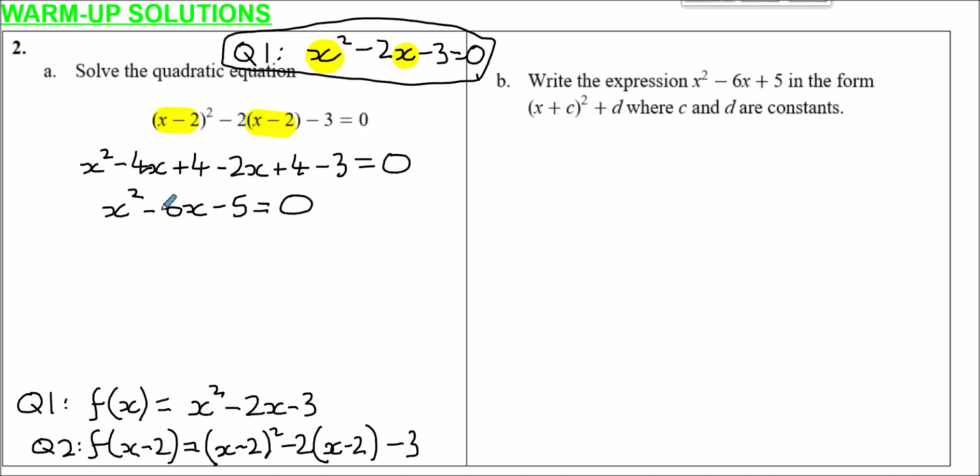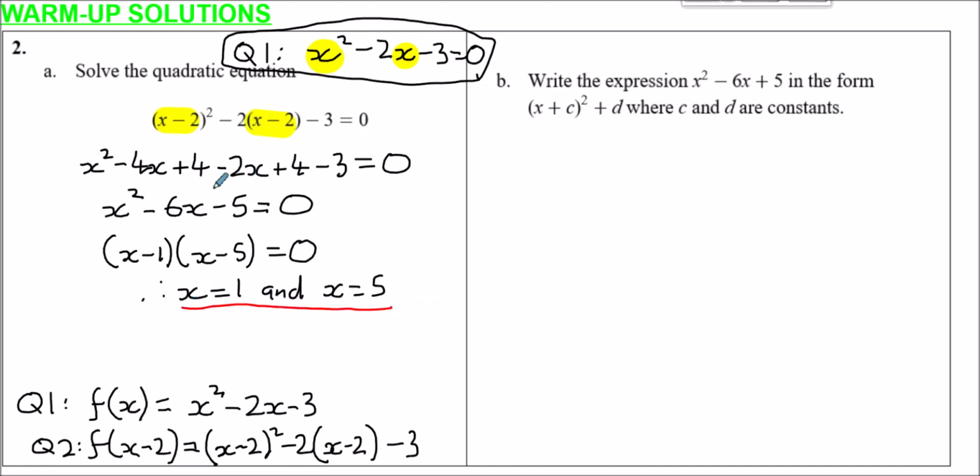Once again, this will nicely factorise. Two numbers that multiply to negative 5 and add up to negative 6, that's minus 1 and minus 5. So we can put this into brackets and say it's the same as (x minus 1)(x minus 5) equals 0. Therefore, the solutions are when x is 1 and x equals 5.